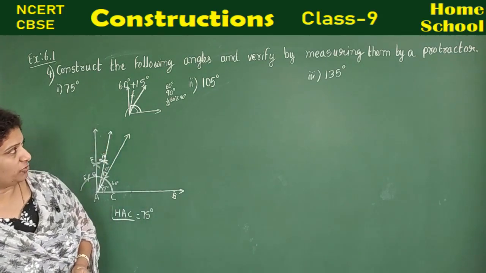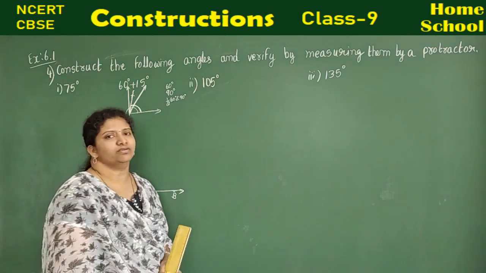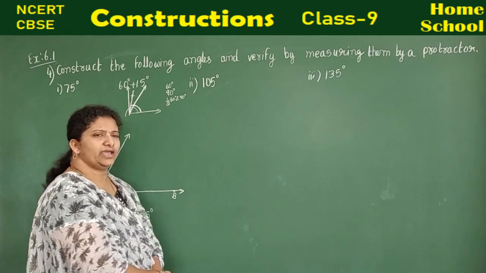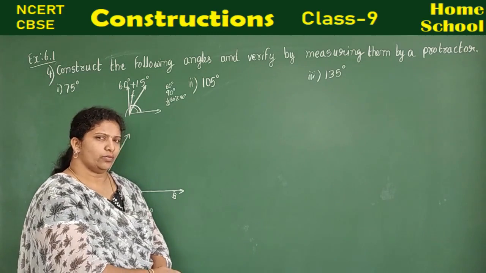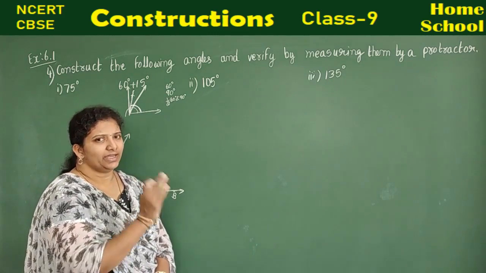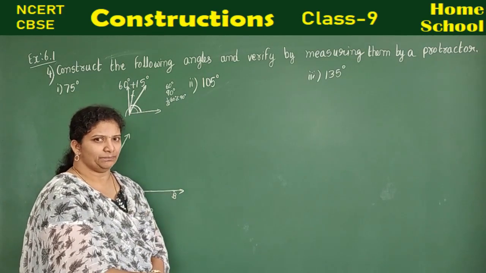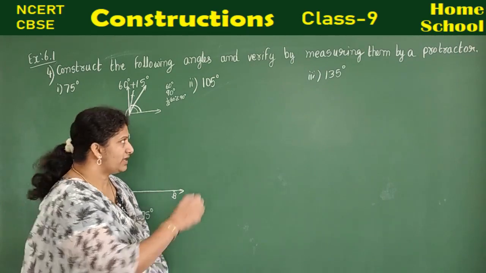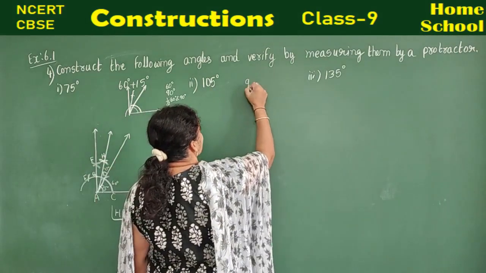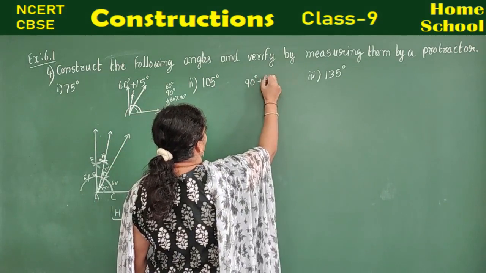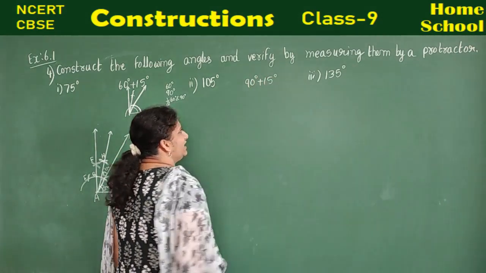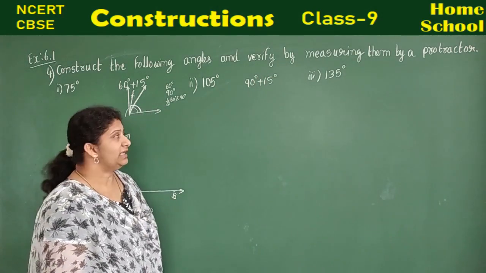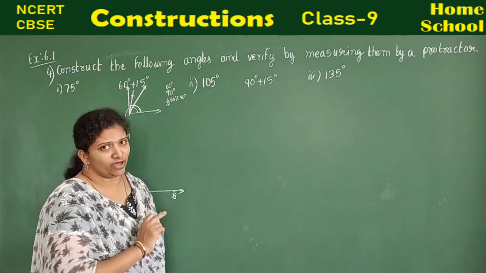What's your second sub-question? 105 degree. 105 degree, just think over it. 105, how can I get? It is more than 90. How much more? 15 degree more. Yes, 105, I can say it as 90 plus 15. 90 plus 15 degree will be 105.